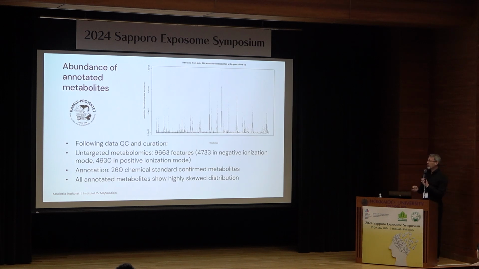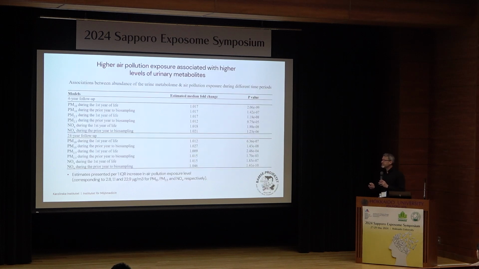So in terms of what we observed, we applied the same method I've been talking about today to this, following QC and curation of the data. From the untargeted metabolomics, we had almost 10,000 features, all these metabolomic features from both negative and positive ionization. But from our targeted work, we had 260 compounds that were identified with chemical standards, so a lot of confidence in these compounds.